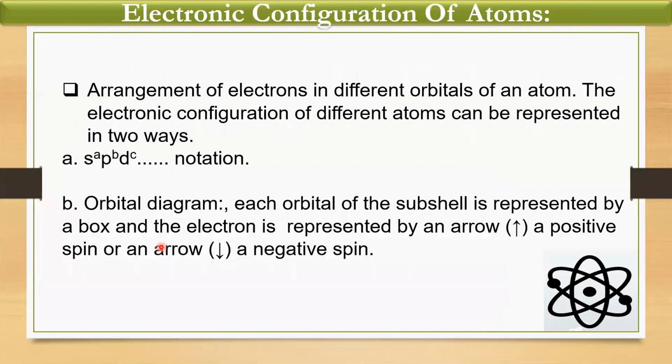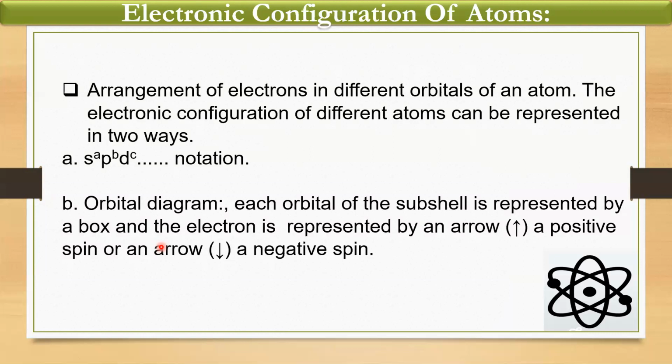Next, electronic configurations of atom. Arrangement of electrons in different orbitals of an atom is given by the electronic configuration of the atom. The electronic configurations of different atoms can be represented in two ways, either with respect to the spdf notation, or we can go with the help of the orbital diagram.